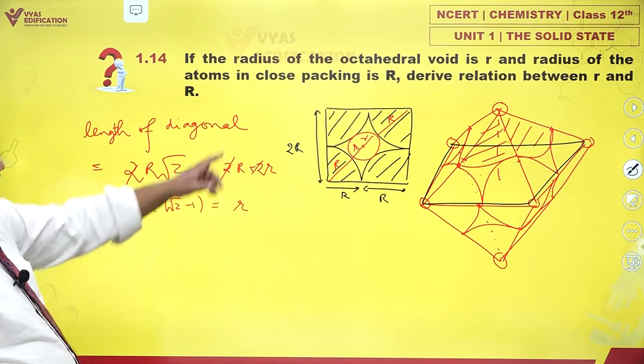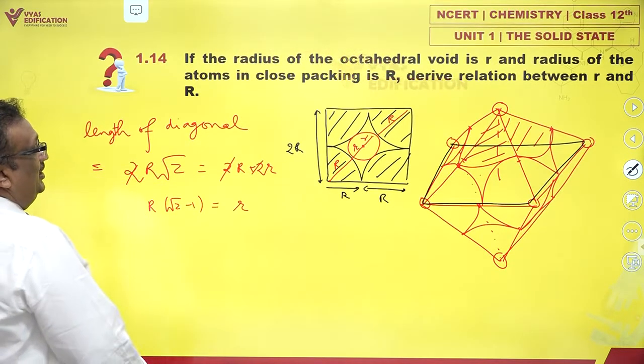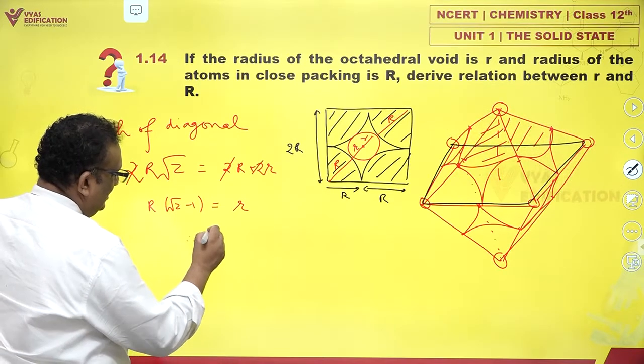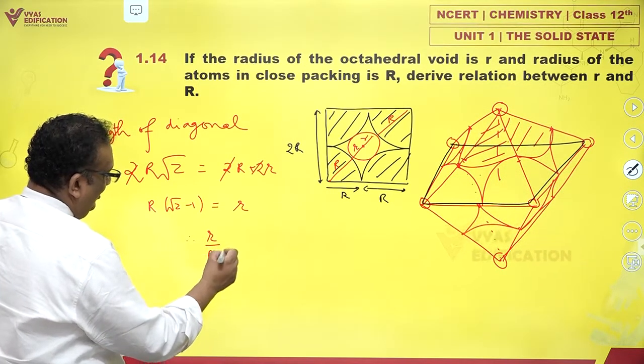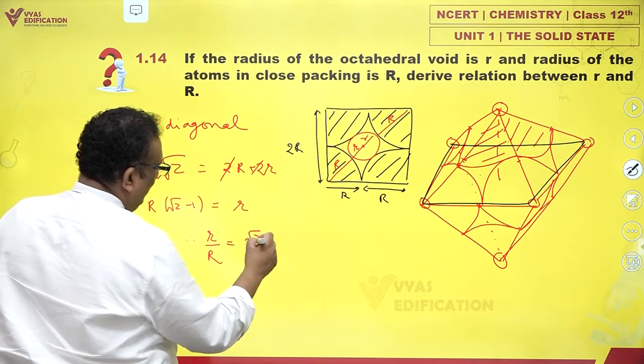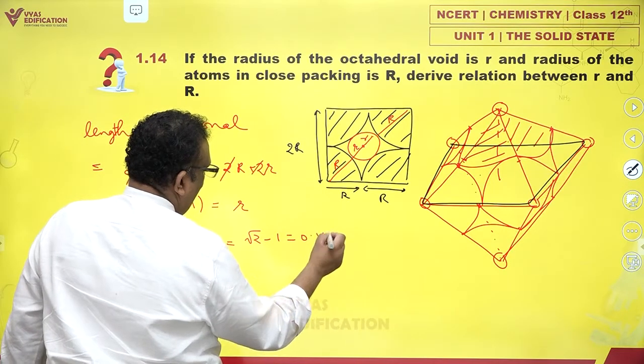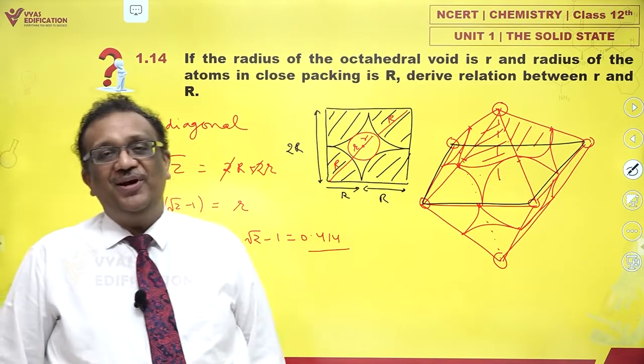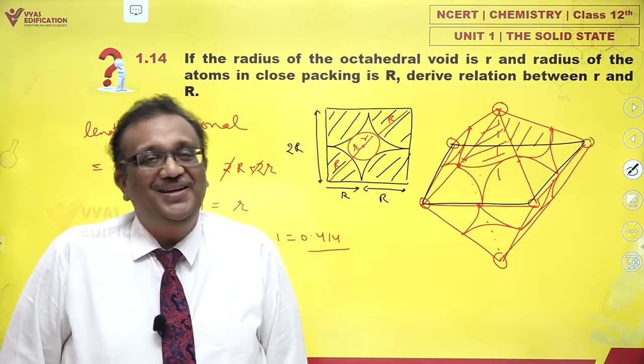And this is what was required: derive a relation between small r and capital R. Therefore, small r by capital R is root 2 minus 1, which is 0.414. This is the relationship, my dears, between small r and capital R.